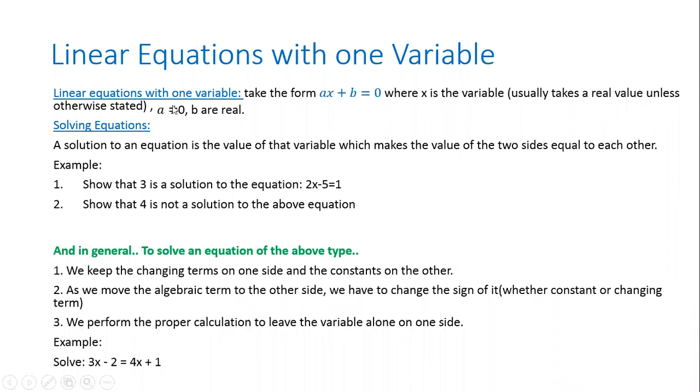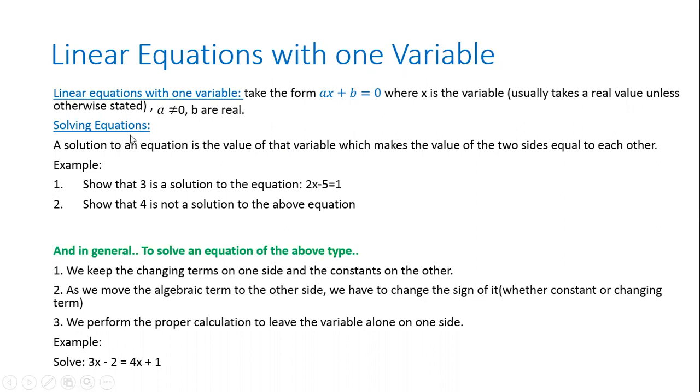A linear equation with one variable is an equation that takes the form ax plus b equals 0, where x is the variable. Usually x takes a real value unless otherwise stated in the context of the problem you are working on. And a and b are real numbers, and a doesn't equal 0 because we need the changing term that contains the variable in the equation.